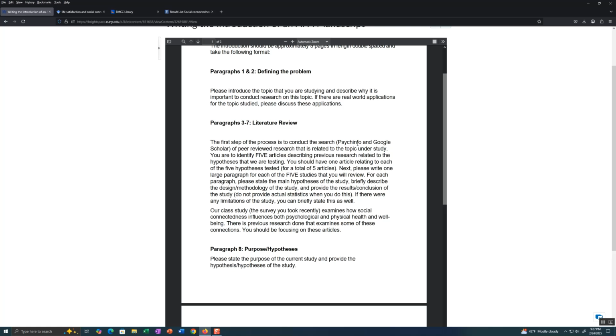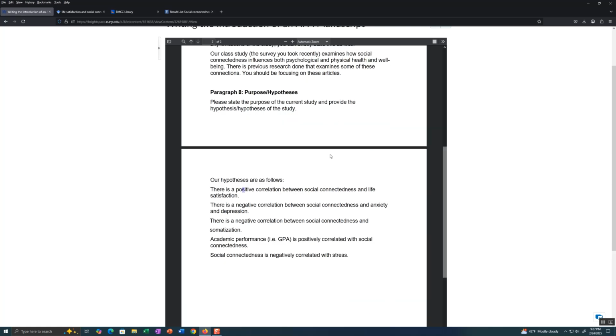You must find five articles related to each of the five hypotheses. So one article for each of these five hypotheses, then summarize the article, paraphrase, and cite the article in each of these five paragraphs. And that makes up your literature review. Then put all these hypotheses together from paragraph 8, and you're done. You have 8 paragraphs, around 3 pages double spaced, and you've done the introduction.